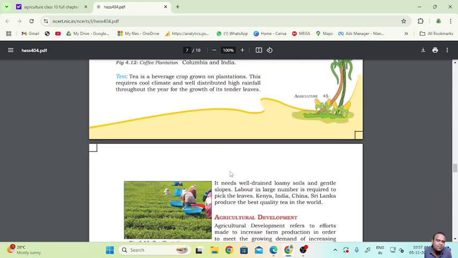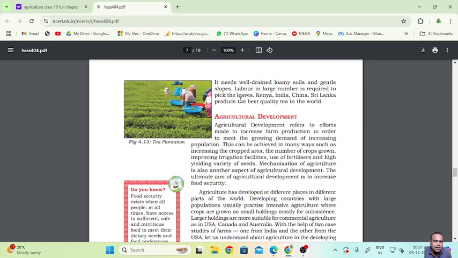Tea. Tea is a beverage crop grown on plantations. It requires a cool climate and well-distributed high rainfall throughout the year for the growth of its tender leaves. It needs well-drained loamy soil and gentle slopes, and labor in large number is required to pick the leaves. Kenya, India, China, Sri Lanka produce the best quality of tea in the world. What are the two famous teas from India? Assamese tea and Darjeeling tea. They are world famous.